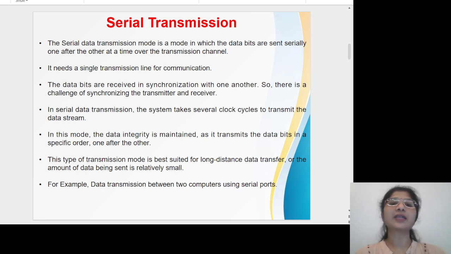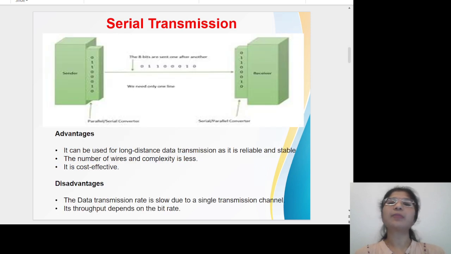For example, data transmission between two computers using serial ports. This is the basic representation of serial transmission. The advantages of this transmission: it is used for long distance data transmission as it is reliable and stable, but the number of wires and complexity requirement is very less. It is cost effective also.